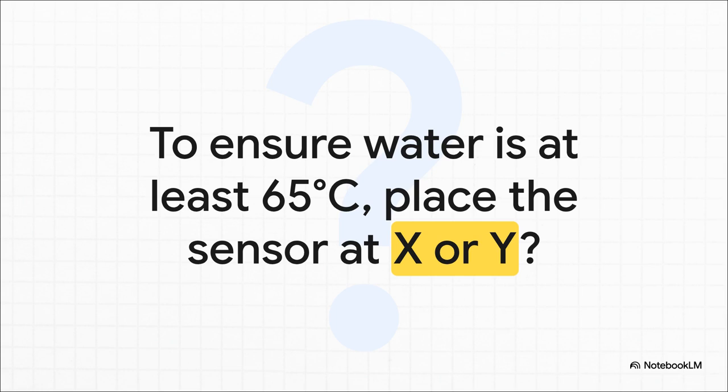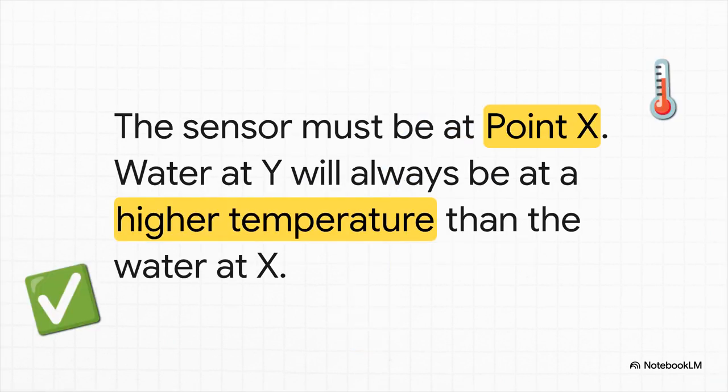Okay, let's make this practical. Let's say you're an engineer and you need to make sure all the water in that tank is at least 65 degrees Celsius. You have to place a temperature sensor at either position X, near the bottom, or position Y, near the top. To be safe, where do you put it? X or Y? The only safe place is position X, down at the bottom.